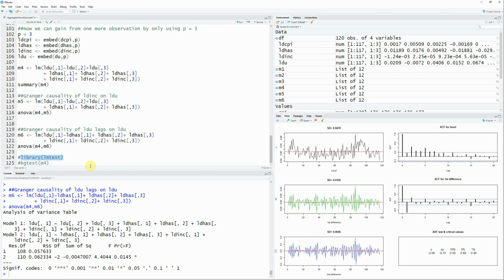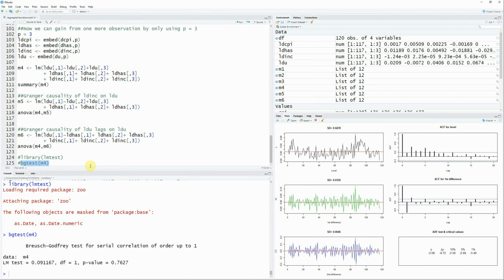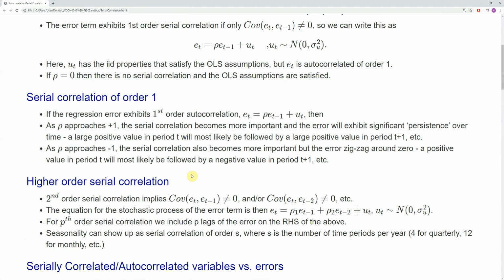We briefly did this at the end of the previous video. Let's look at the results again. This BG test is the function from the lmtest package that runs our autocorrelation test. We will explain in more detail what BG is actually talking about, and what the Breusch-Godfrey test is. So here we get a high p-value, fail to reject the null hypothesis of no autocorrelation. So that's where we stop and say, okay, we are fine with the model that we created.